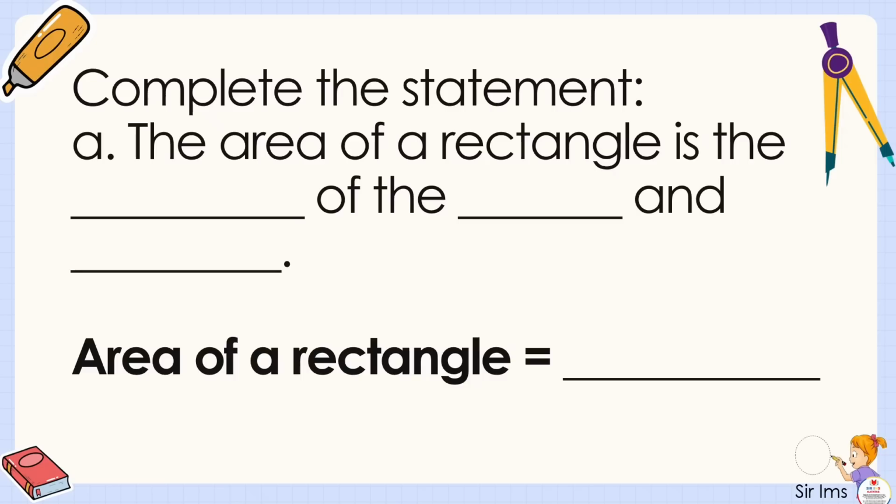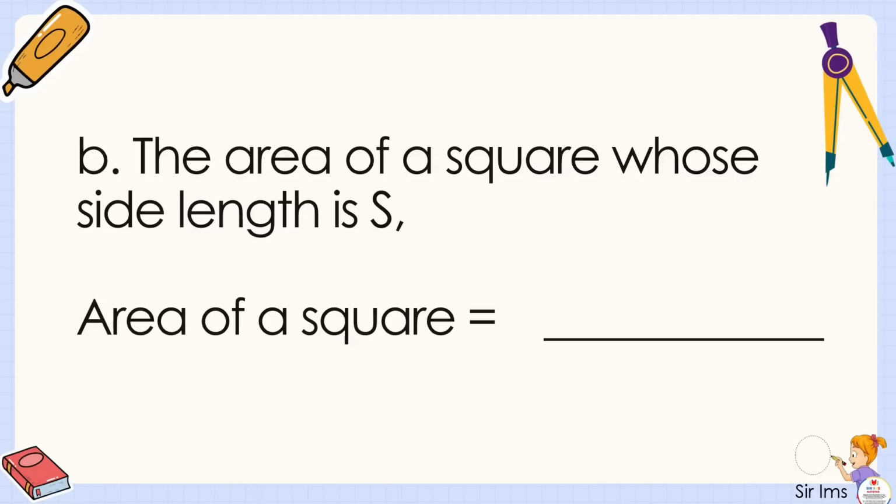So complete the statement. The area of a rectangle is the product of the length and width. So area of a rectangle is equal to length multiplied by width. Letter B, the area of a square whose side length is S. Therefore, the area of a square is S times S, or S squared.